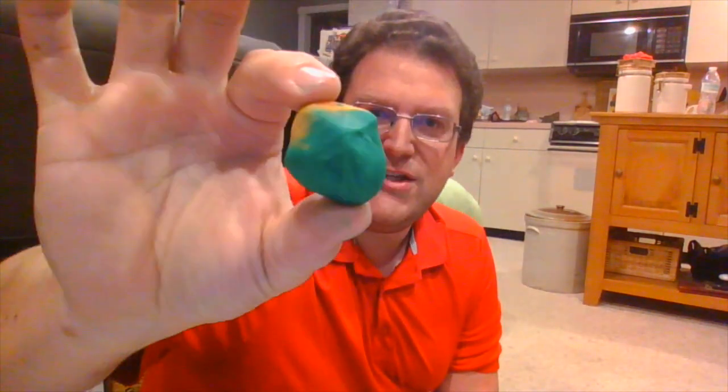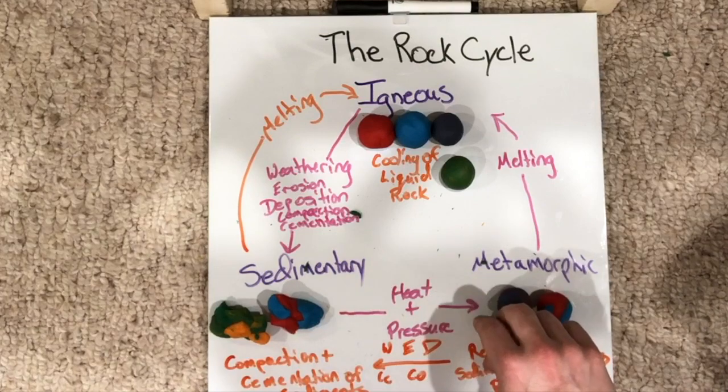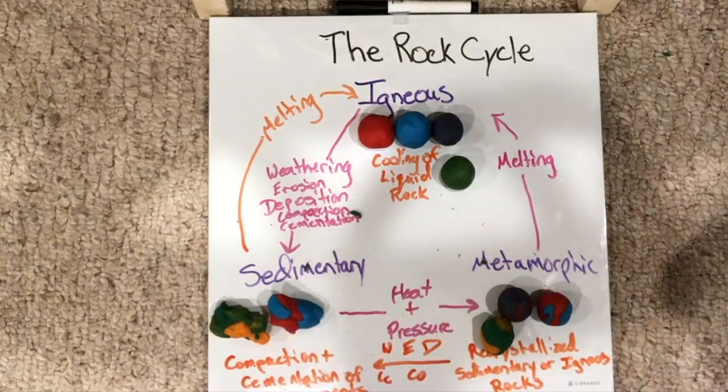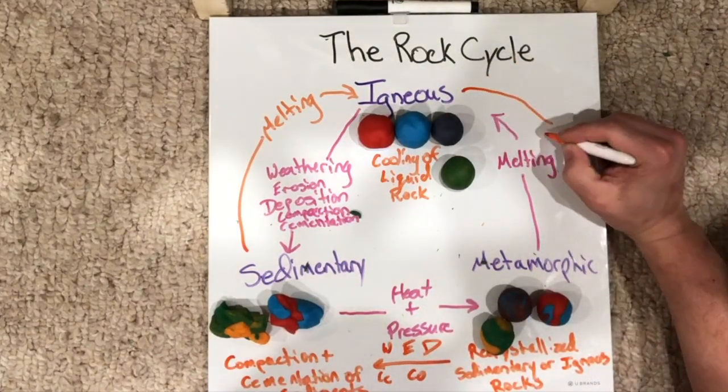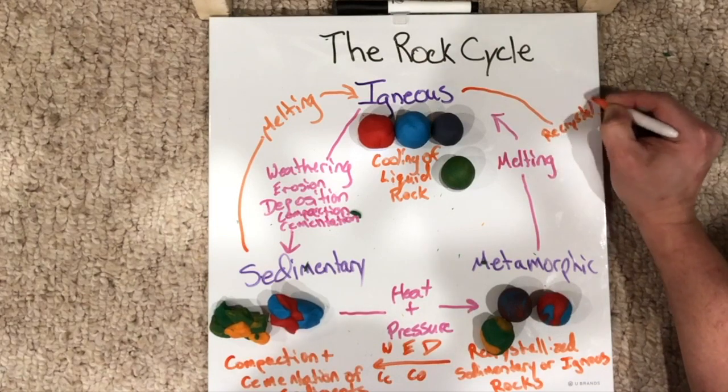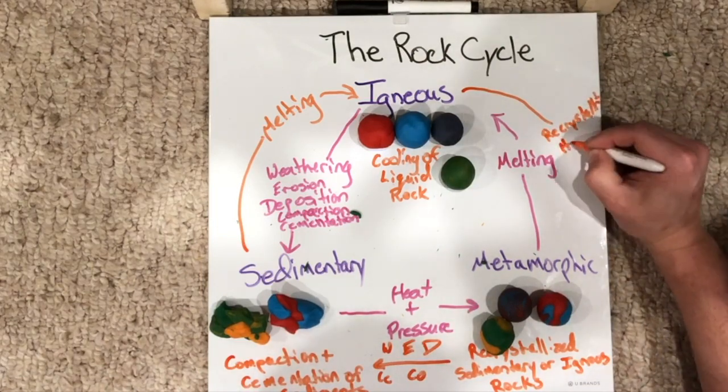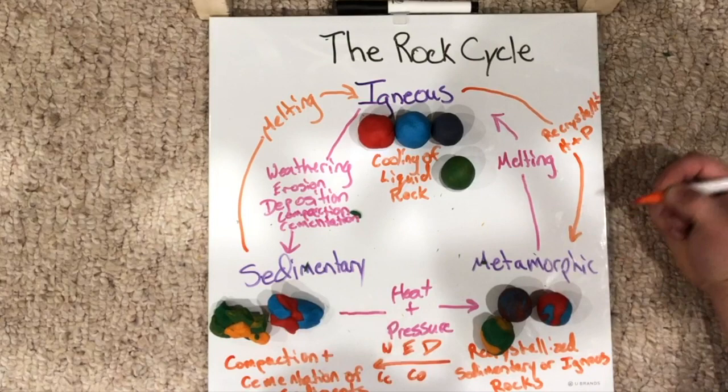Regional metamorphism or contact metamorphism doesn't make a difference. Because what do you get? You get another metamorphic rock. So, through the process of recrystallization, or basically heat and pressure, you can then get your metamorphic rock back.